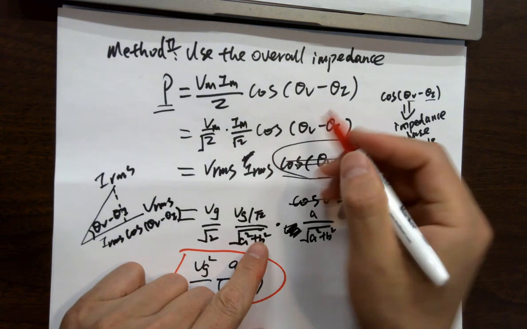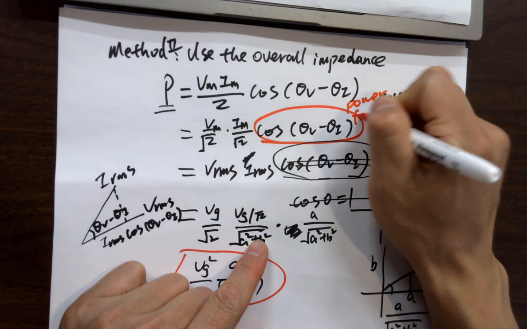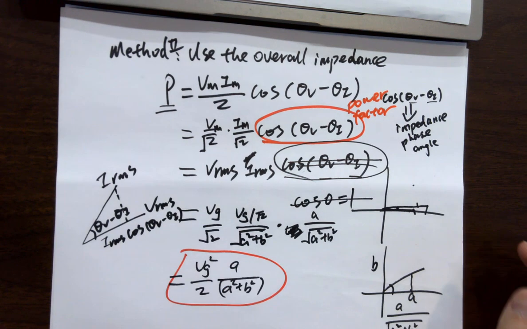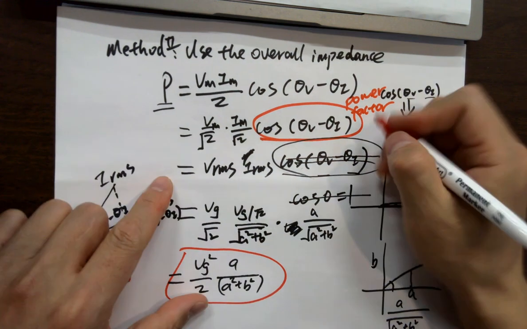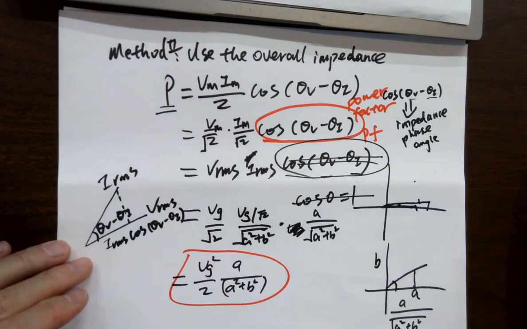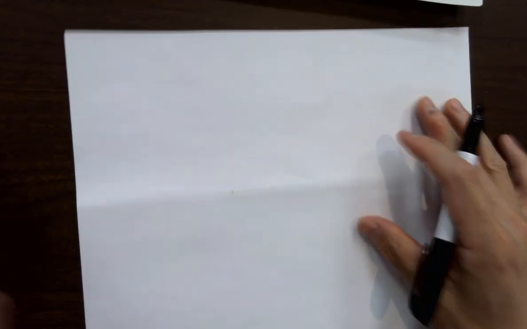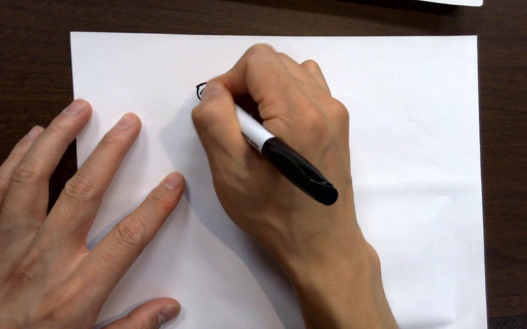So this term is called the power factor. Power factor. Sometimes PF. Okay, some definitions. Now let's look into the second case in parallel. That'll be a very interesting problem to look into.